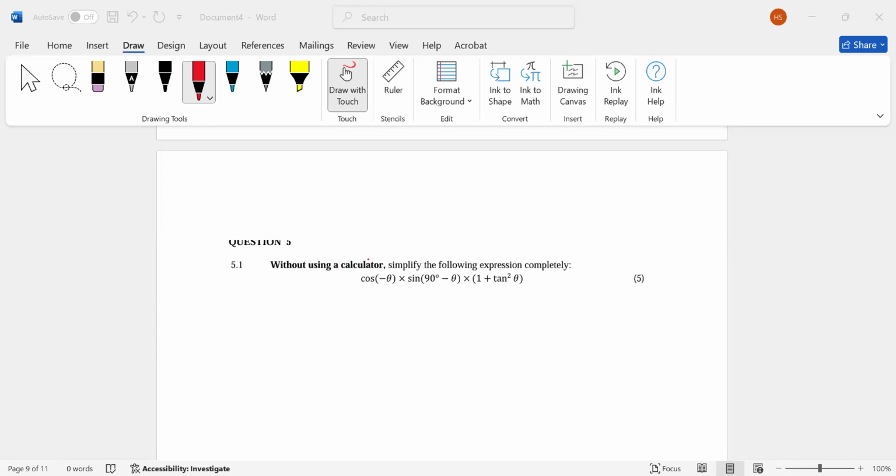Without using a calculator, simplify the following expression completely. What should we do? The first thing that we're going to do is to reduce cos(-theta). Change the words.